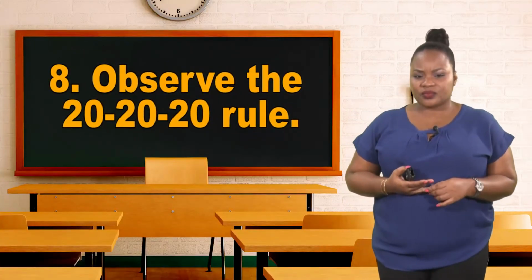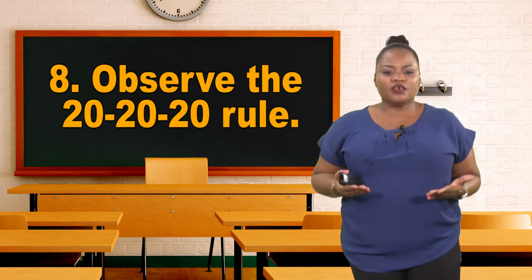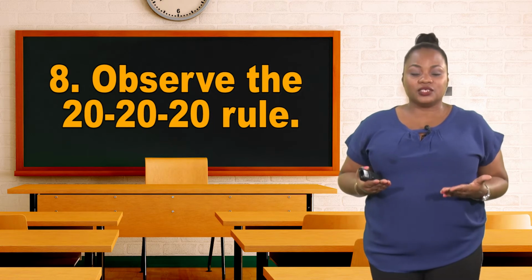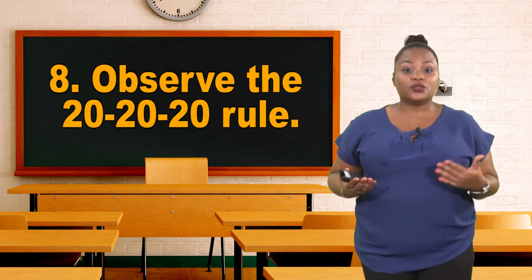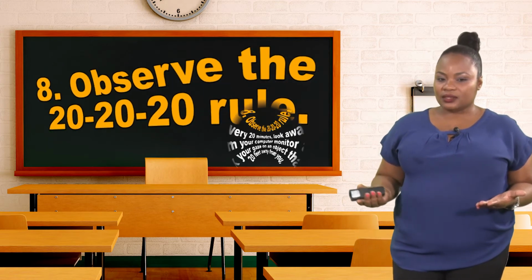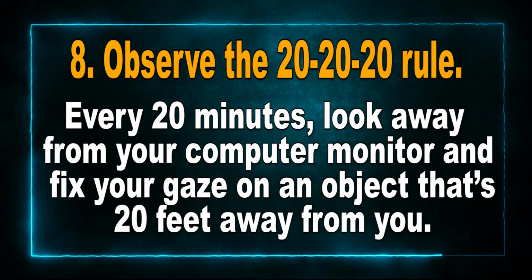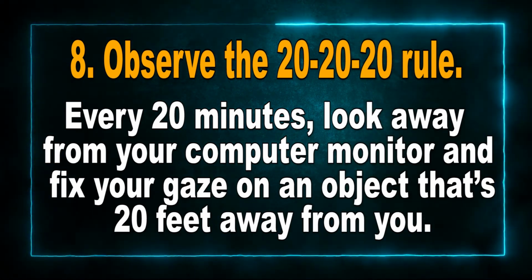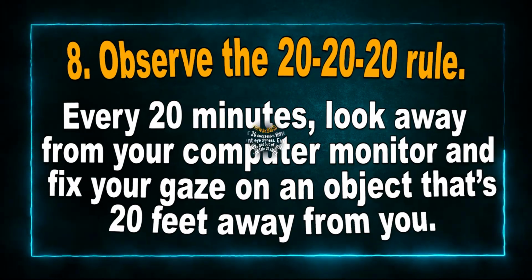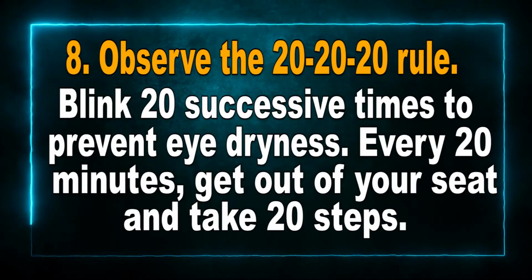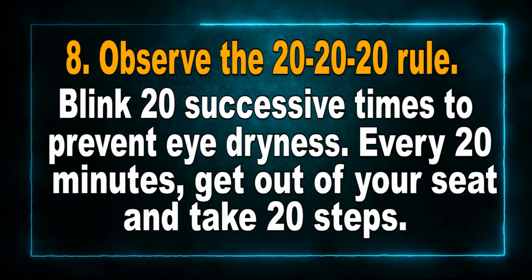Number 8, observe the 20-20-20 rule. If you want to keep your eyes in great shape, you should adhere to the 20-20-20 rule, which states that every 20 minutes, look away from your computer monitor and fix your gaze on an object that's 20 feet away from you. Blink 20 consecutive times to prevent eye dryness.